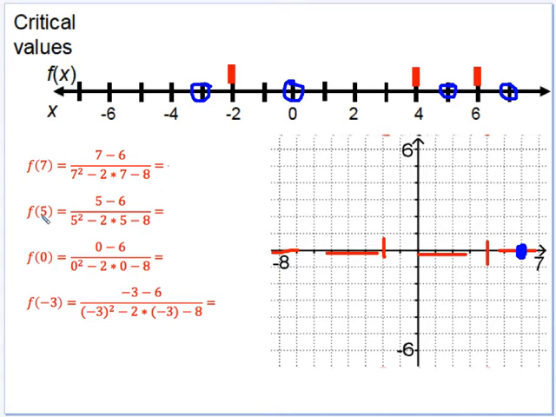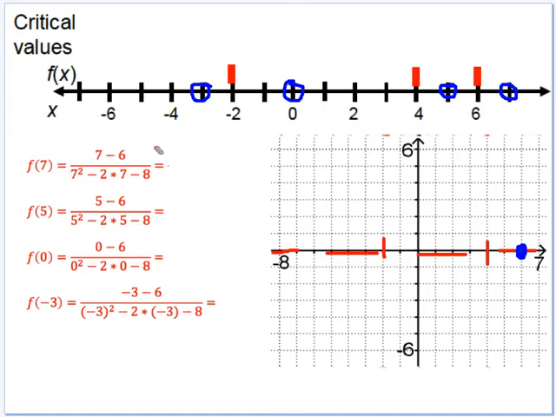This one I replaced all my x's with 5, with 0, and with -3. So that's for each portion or each section. Notice my number line is broken up by my x-intercepts and my vertical asymptotes. When I do that, I'm just going to plug everything in.